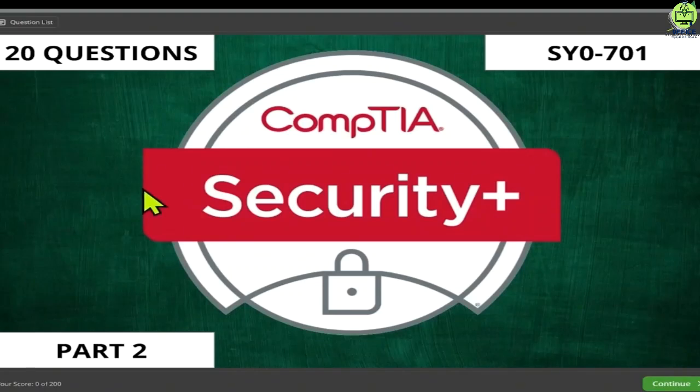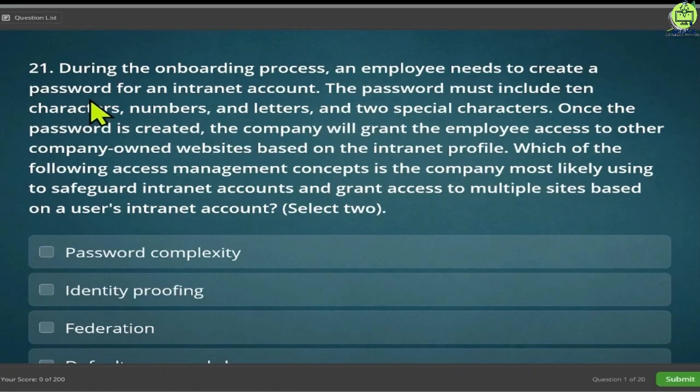Hello, today we are going to look at CompTIA Security Plus questions. We'll look at 20 questions, and this is going to help you prepare better to pass your CompTIA Security Plus answers and questions in just one sitting. So let's look at the first question.